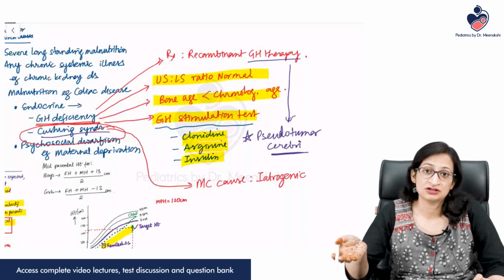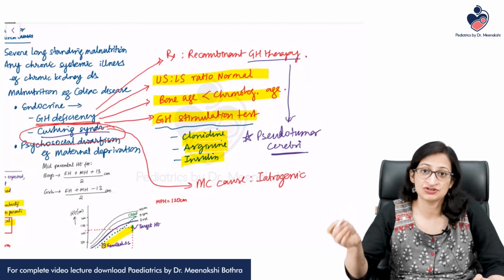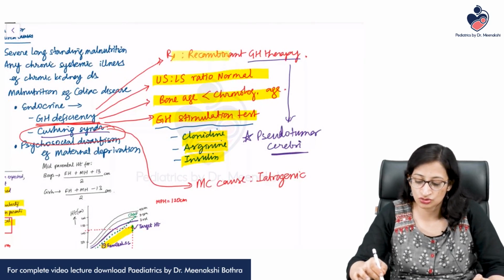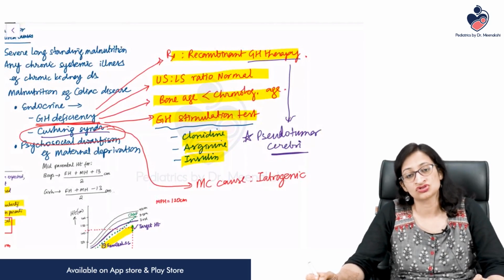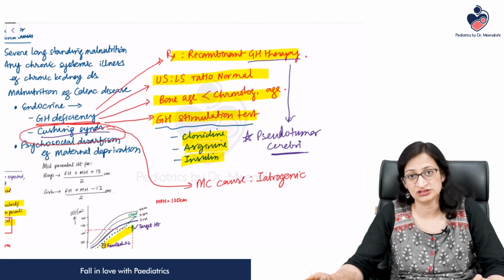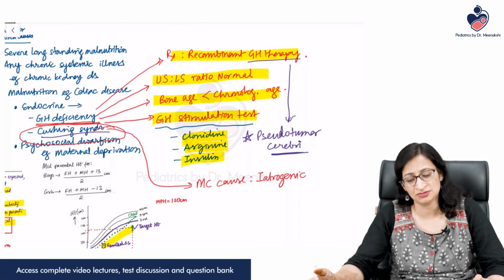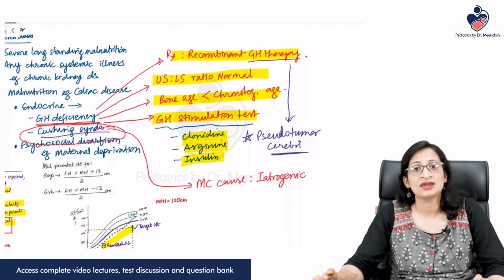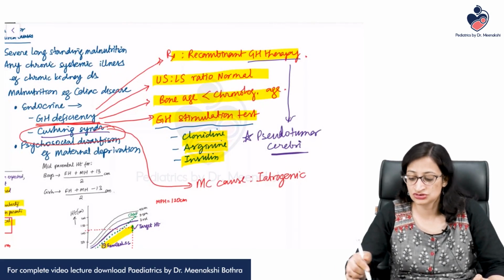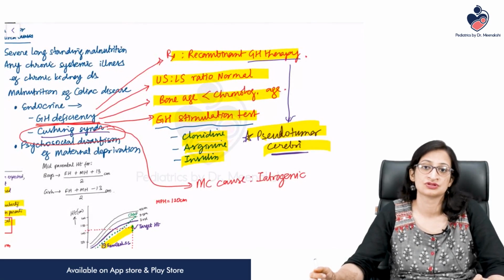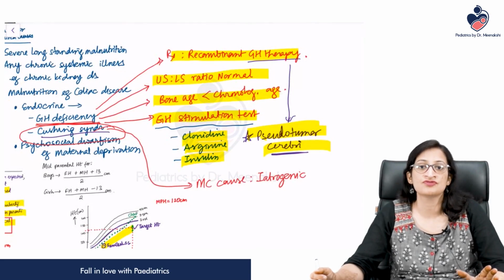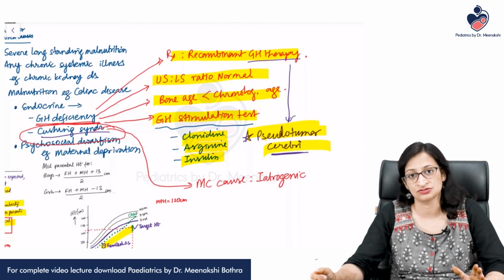Now, the treatment, if there is growth hormone deficiency, recombinant growth hormone therapy is available. Injection growth hormone has to be given subcutaneously almost daily, or 5 days a week it may be given. One important side effect of growth hormone therapy is pseudotumor cerebri, which is sometimes asked in MCQs. So, growth hormone deficiency is a very important cause of proportionate short stature.